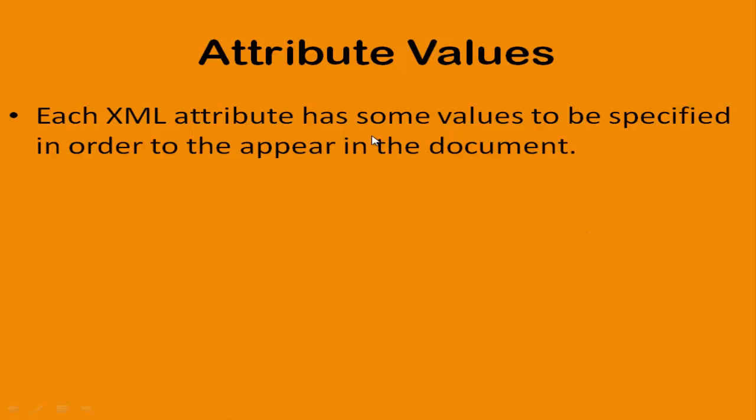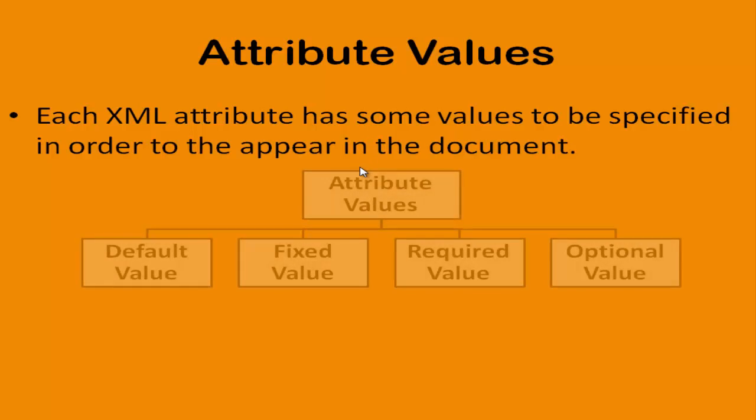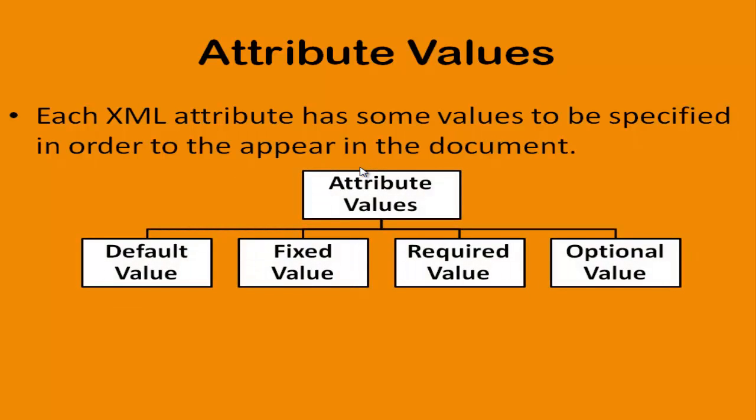So in order to specify the order in which the attributes appear, there are around 4 types of attribute values. The first one is default value, the second one is fixed value, third one is required value, and the fourth one is optional value. So about all these things we are going to see in our upcoming slides.